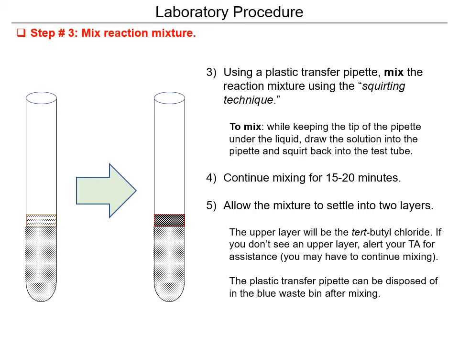Once done, allow the contents of the tube to settle into 2 layers. The upper layer will be the tert-butyl chloride. If you don't see an upper layer, alert your TA for assistance. Once done, your plastic transfer pipette can be disposed of in the blue waste bin.